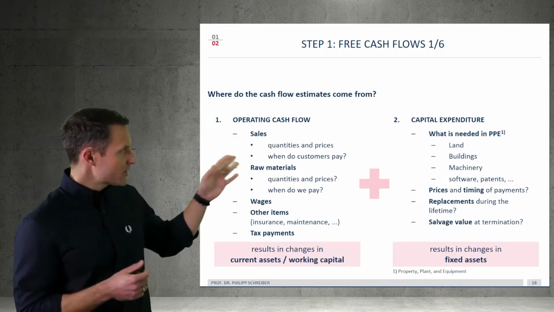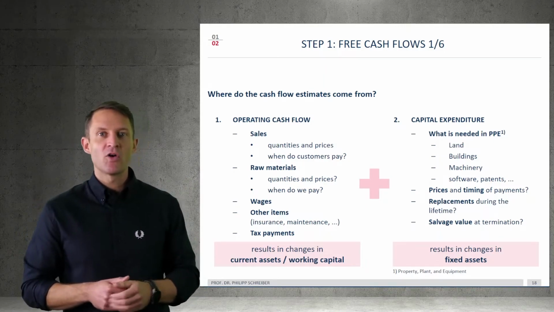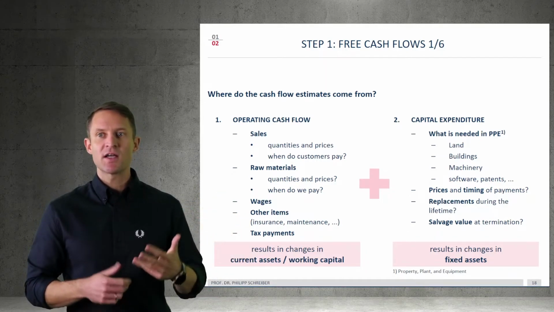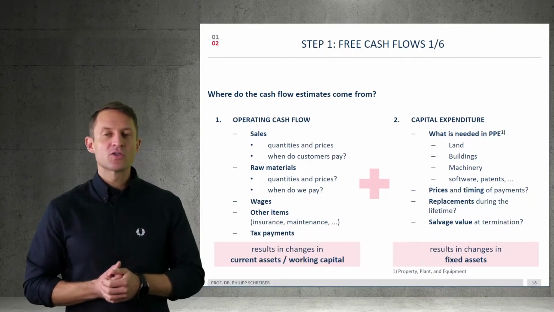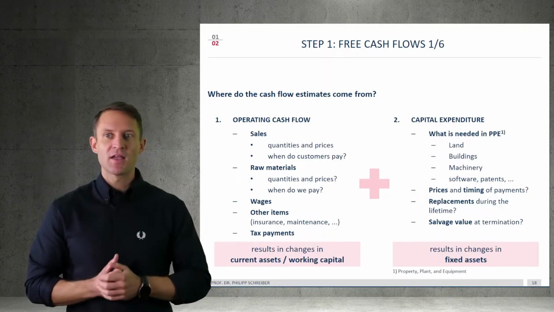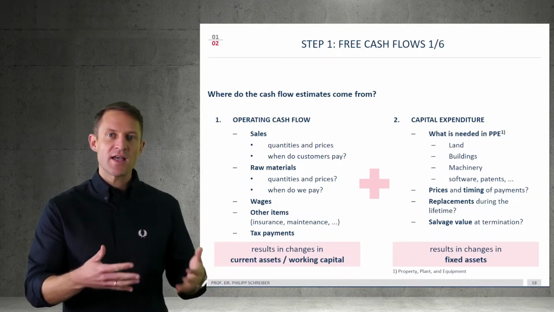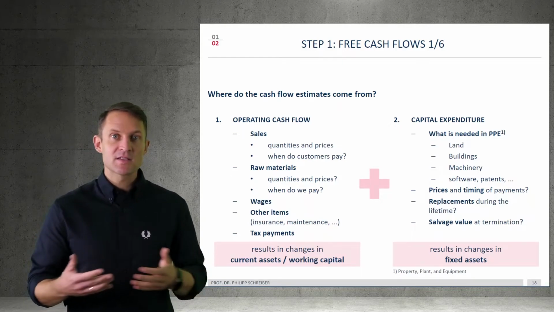Now, the second part, capital expenditures. So maybe the company also spends some money on buildings, on equipment, on production plants, production machines, and so on, software. This would also be important to know for us if we try to estimate the cash flows. The question here is prices of those assets and timing of payments. Maybe also replacements during the year.